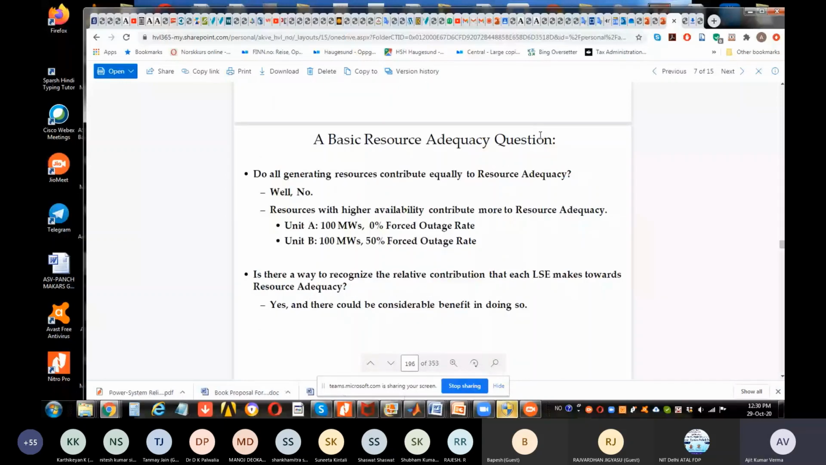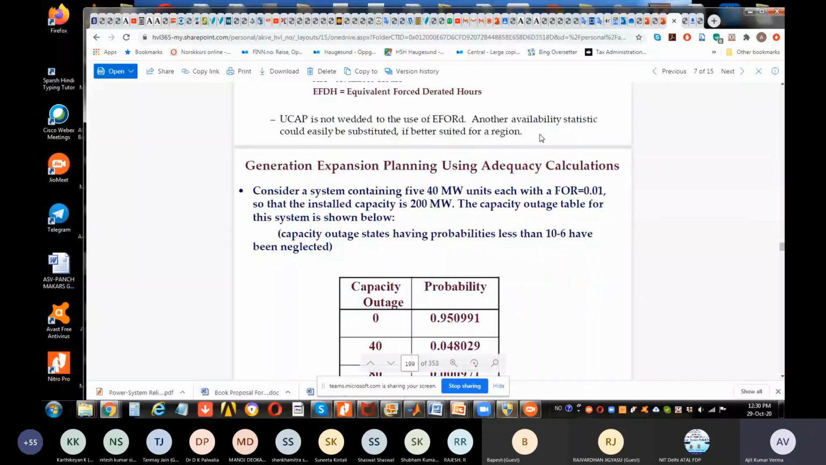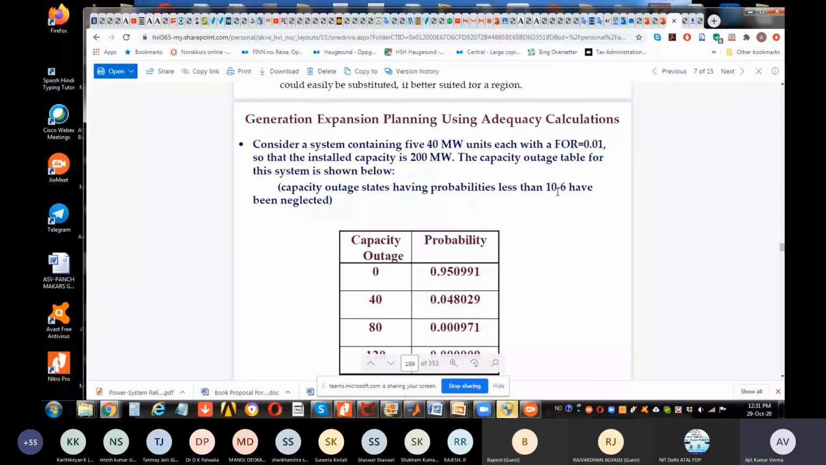So let's move over to generation expansion planning using adequacy calculations. This is where we begin now. And so let's take a break of 5 minutes and be back. You can go to the washroom and take some water, and we'll be back in another 5 minutes and we'll begin with generation expansion plan.